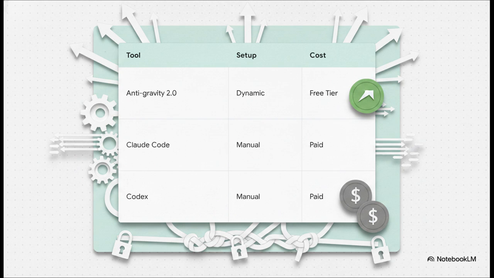With Claude Code, you're usually stuck manually setting up sub-agents and workflows just to get things going. Codex definitely supports agents too, but you're locked entirely behind a paid ChatGPT Plus subscription. Anti-Gravity 2.0 totally flips the script. It actually has a free tier, and the second you throw a complex task at it, it automatically spins up dynamic, parallel sub-agents to tackle the problem simultaneously. Absolutely no manual setup required.